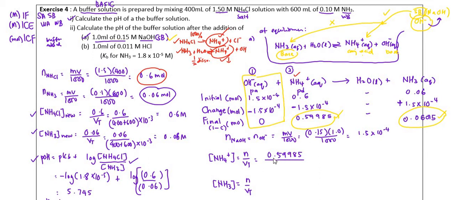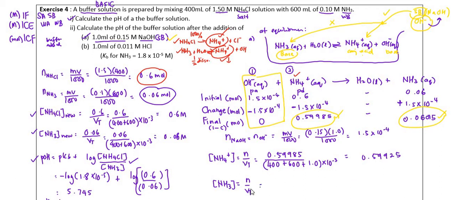0.59985 over volume total. That means volume untuk NH4 plus adalah 400, volume NH3 adalah 600. Ini adalah volume buffer. Volume semua ni dia added dengan OH tambah lagi volume added adalah 1.0 dan tukarlah menjadi liter, and you get 0.59925.